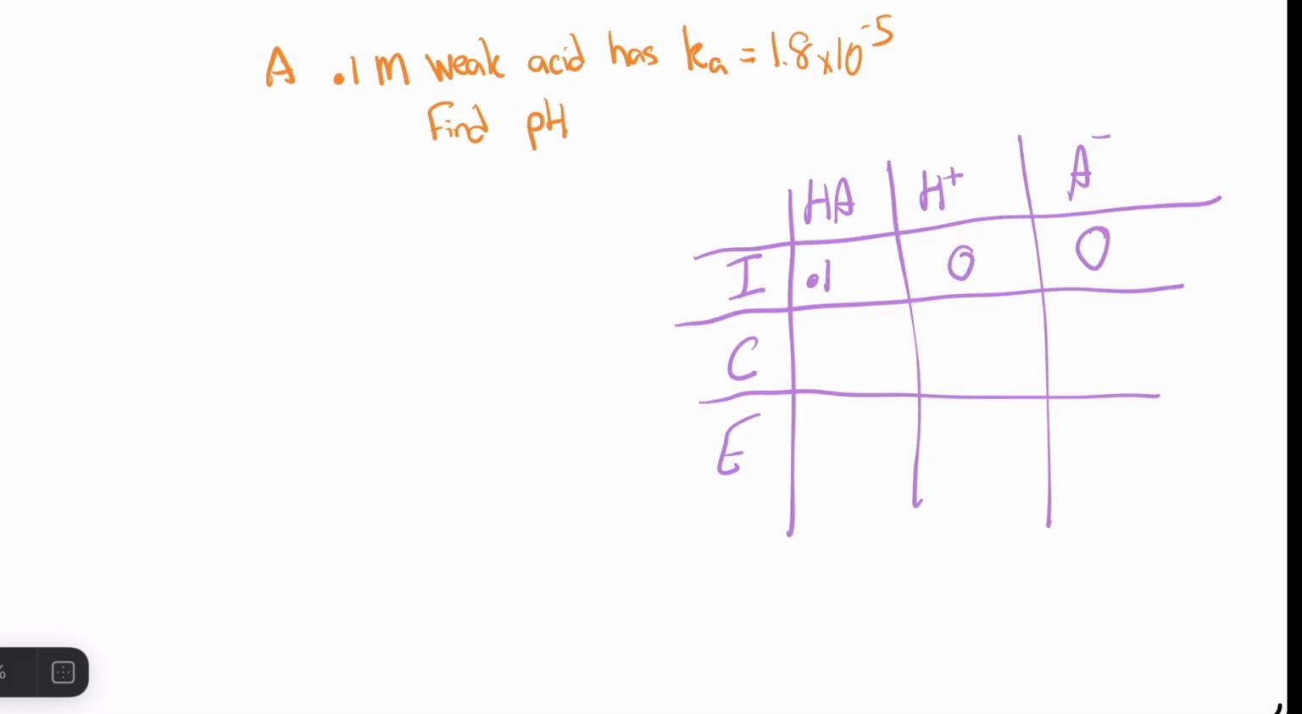So we don't actually know what the change is. So we can just say that we're going to subtract X from HA. And if we're subtracting X from HA, that means H plus and A minus are both gaining that same amount. So our equilibrium for our HA is going to be 0.1 minus X, and then for H plus and A minus is just going to be X. So if we insert these values now into our Ka equation, we should get X squared divided by 0.1 minus X. Here, we can plug in Ka, since we know it's 1.8 times 10 to the negative 5th.